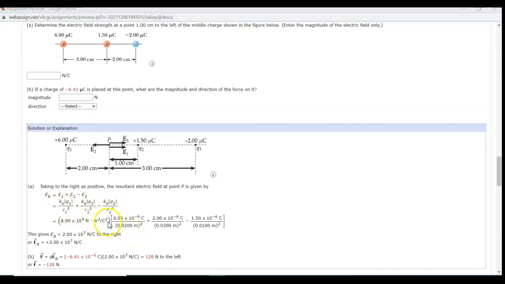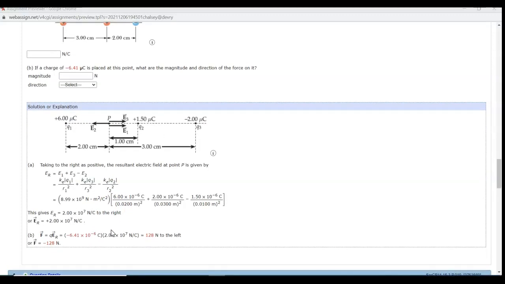And then multiply, this is the KE, so we find Q1 over R1 for each of these, and then multiply it times KE. This makes ER, or the resulting vector, positive or to the right, 2.00 times 10 to the 7th.